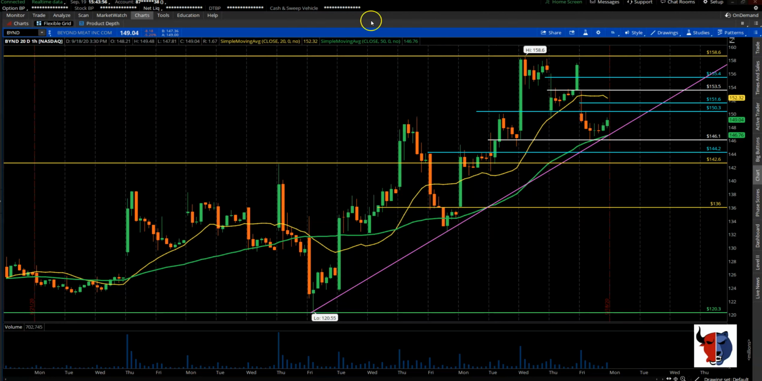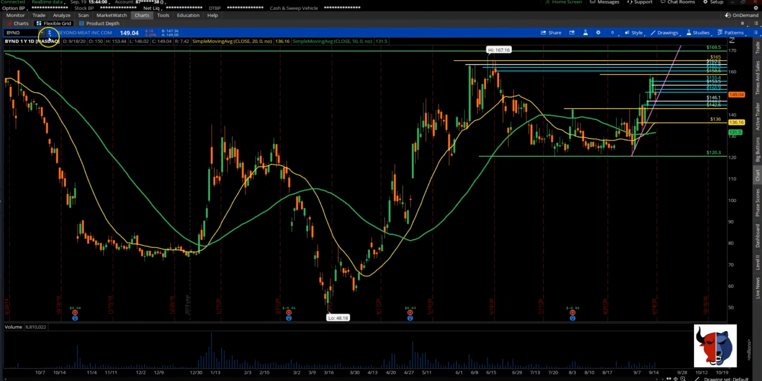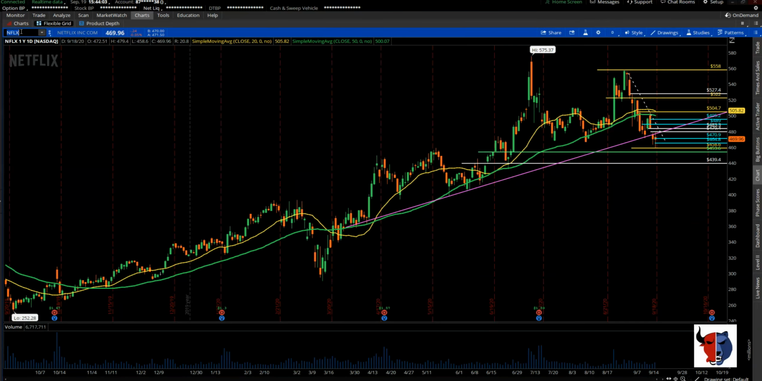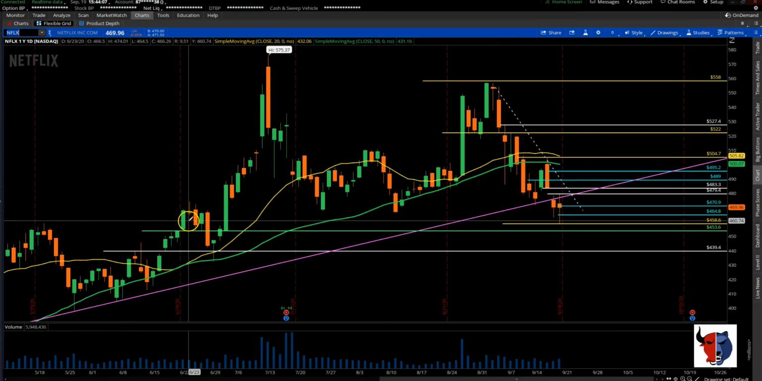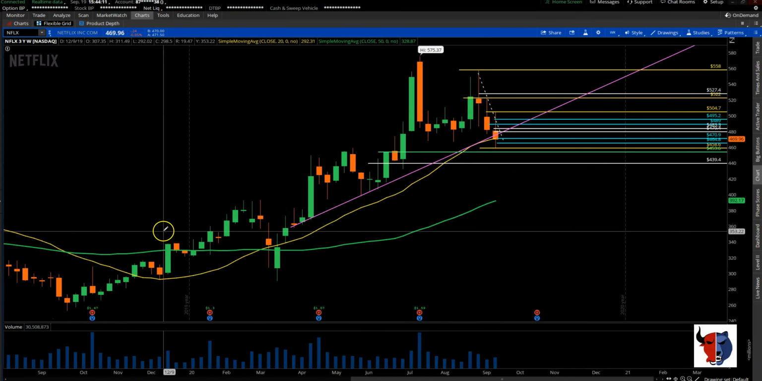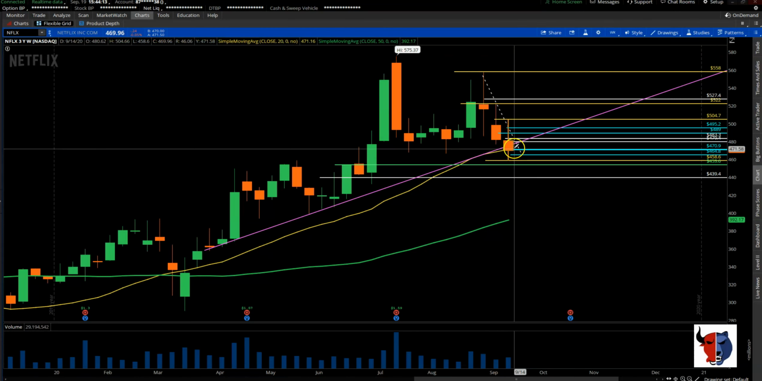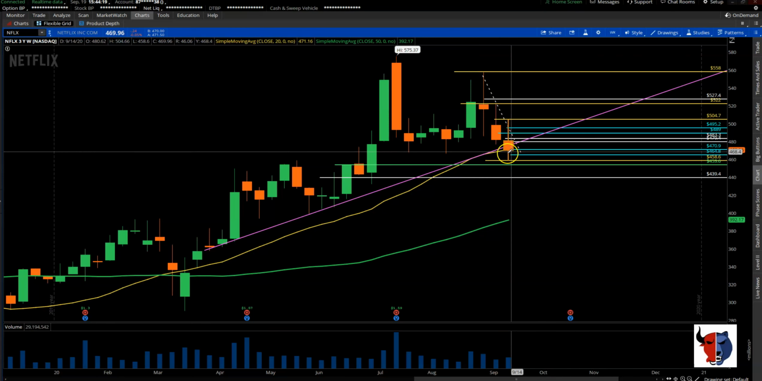Let's get to Netflix. Weekly time frame, Netflix. All right, we closed, this is a daily time frame. So anyways, we closed kind of below the trend line, not really in an aggressive way, still a little bit of bottom wick, but again, nothing too exciting for buyers right now.